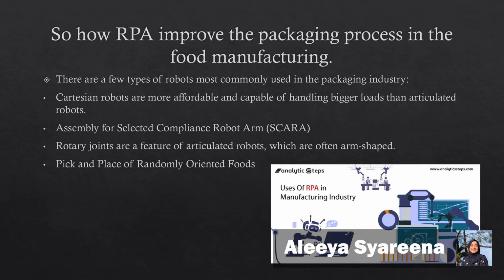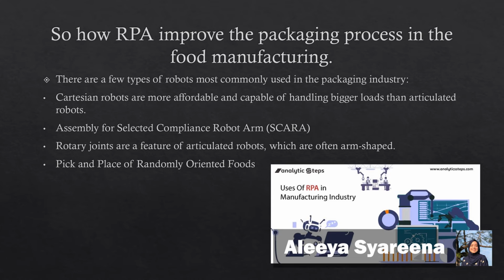There are a few types of robot most commonly used in the packaging industry. Cartesian robots are more affordable and capable of handling bigger loads than articulated robots. They can only move in a linear motion on three prismatic joints while sliding along three perpendicular axes, which limits their range of motion. Next, selective compliance assembly robot arm, SCARA.